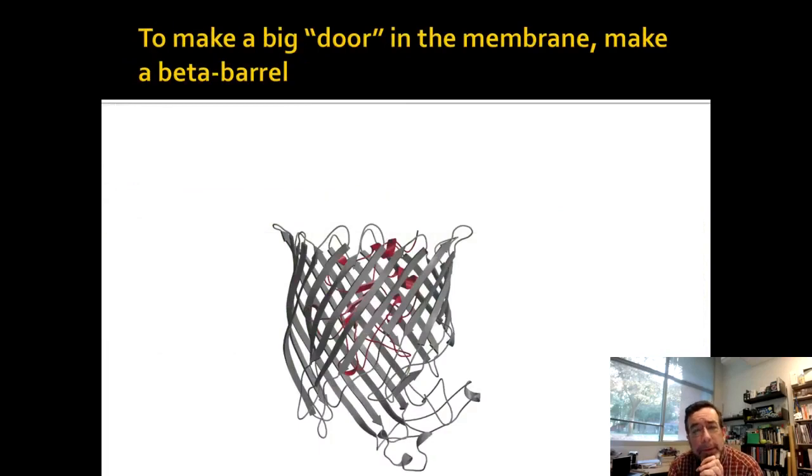And there's other ways you can make holes in a membrane, a permanent hole, if you have a protein that goes through the membrane. And look at the structure of this protein. You're looking at it from the side. The membrane's going back and forth. And if you look at the gray protein, it's all beta sheets.